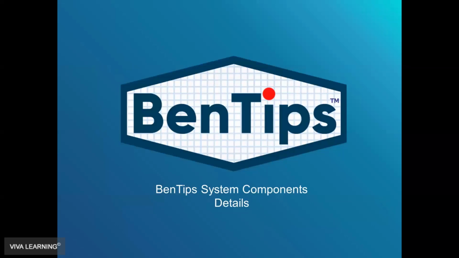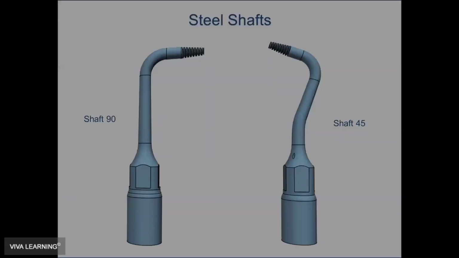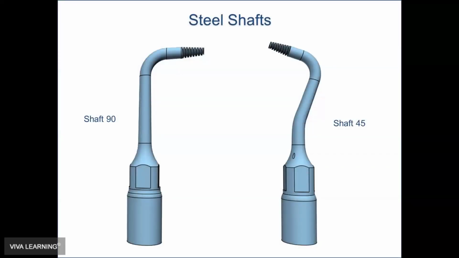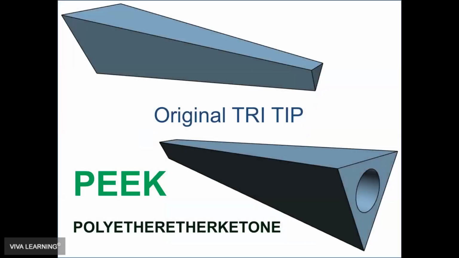We're going to do a review of system components of the bend tip system. So these are the shafts that attach to the handpiece. Currently, we provide the shaft 90 and shaft 45. And as dental professionals, I'm sure you can appreciate these different angulations allow us good access to different areas of the mouth, and that's what they're for.